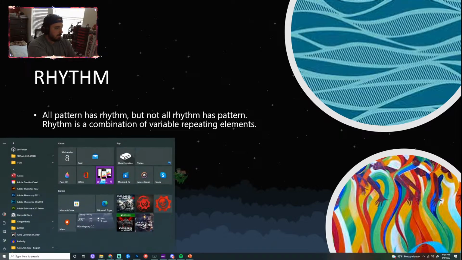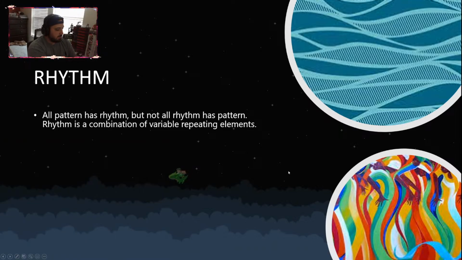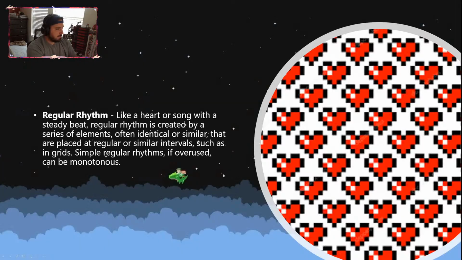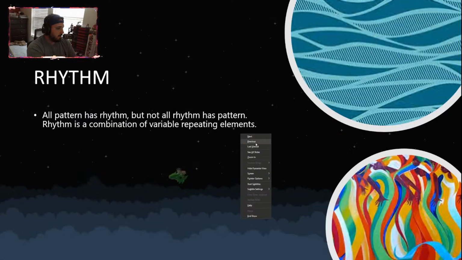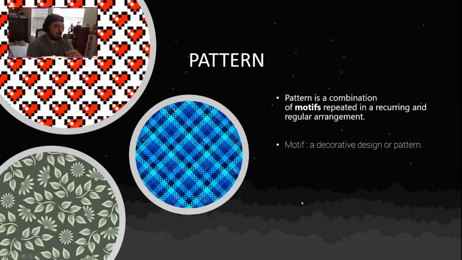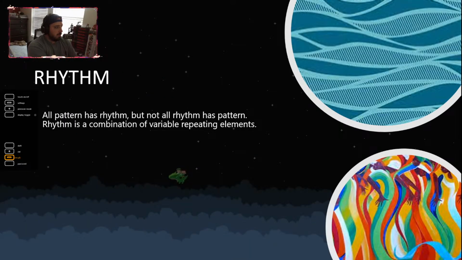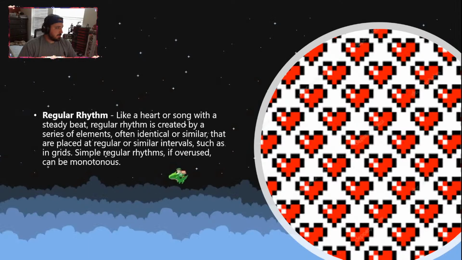And if we go back, right, we remember that pattern is a combination of motifs, right? Repeating in a recurring regular arrangement. So then we look at pattern, right? All pattern has rhythm, but not all rhythm has pattern. Rhythm is a combination of variable repeating elements, okay? And there's a couple different types of rhythm that we need to talk about here. And I've got definitions and we can jump into and explain some of these, okay?